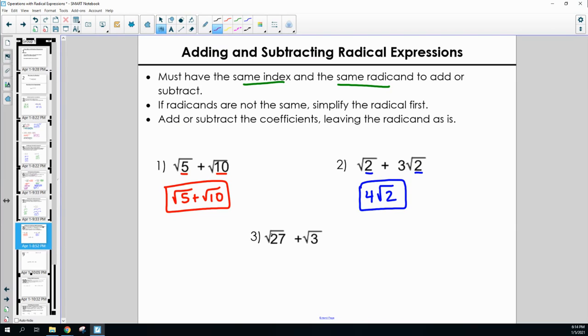For this third example, we have the square root of 27 plus the square root of 3. So we check the indexes. Both indexes are the same. We check the radicands. They are not the same. Okay? But the square root of 27, we can rewrite that because the square root of 27 is going to be 9 times 3, and 9 is a perfect square. So this will become 3 square root 3. So now that we've simplified the square root of 27, we do now have the same radicand. We have both 3's on the inside and the indexes are the same. So now we're just going to add the coefficients. So 3 plus 1 will give us 4 square root of 3.